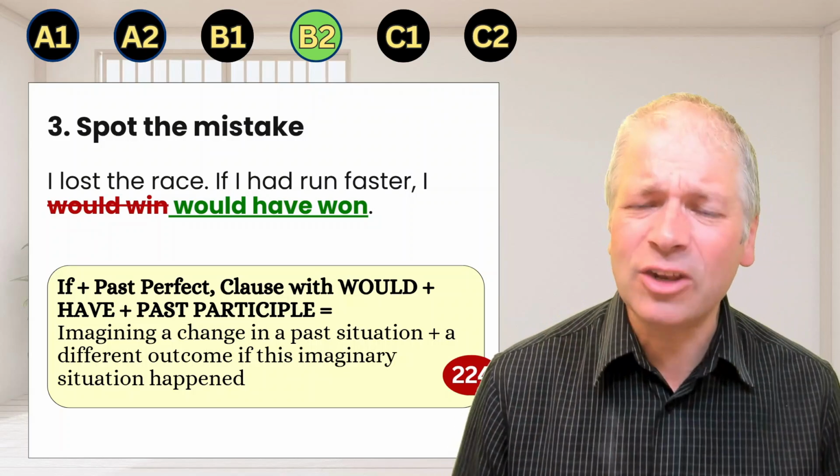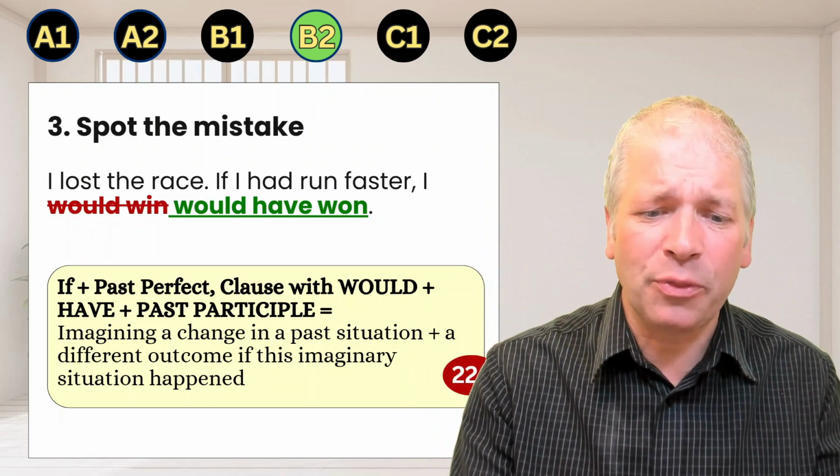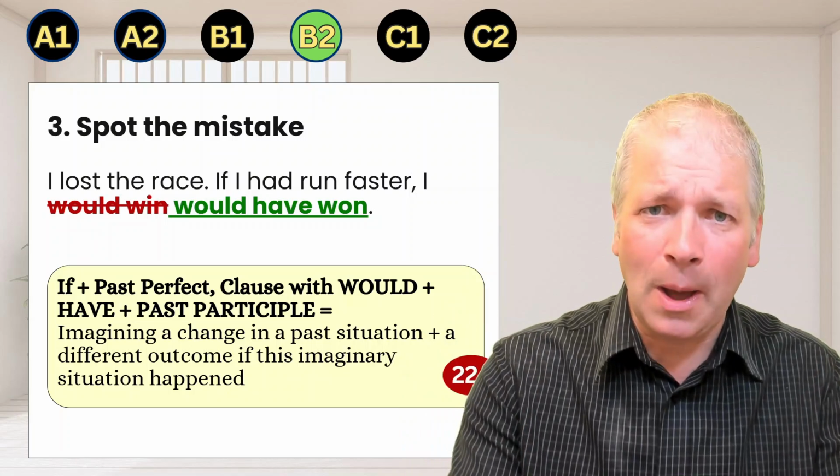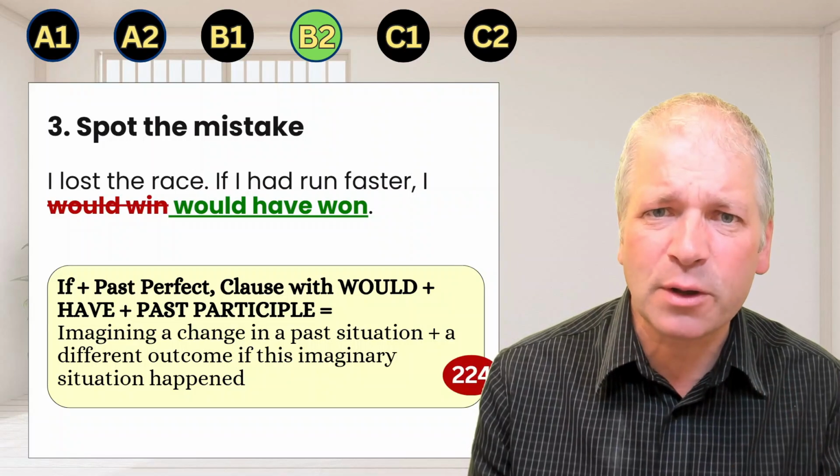And why do we need to use it in this situation? It's because we are imagining something that is not true about the past. The race is in the past. We know that because of the first sentence.